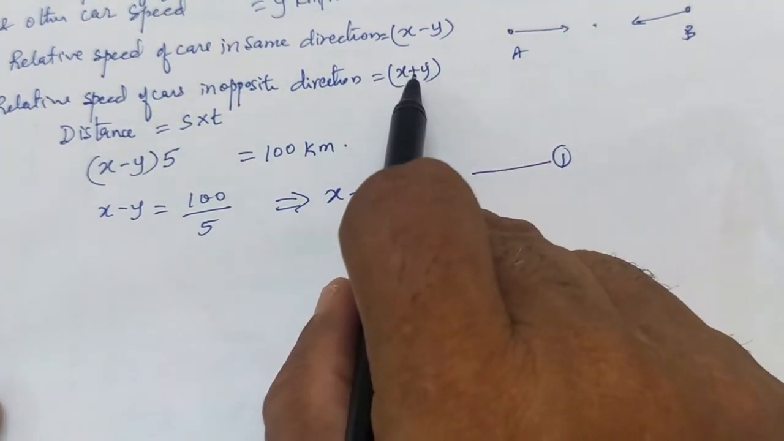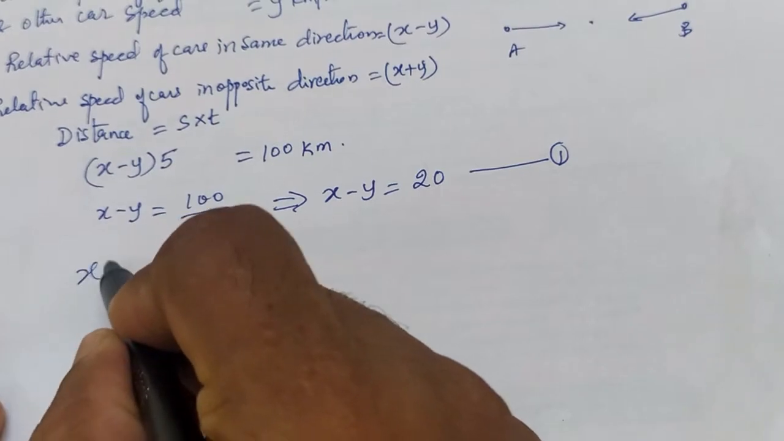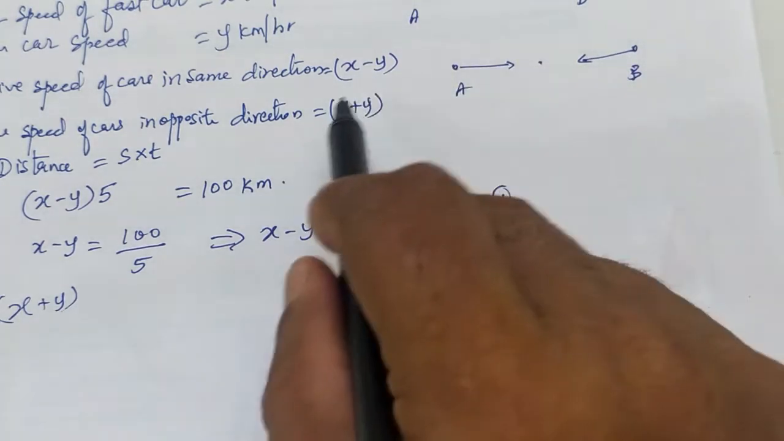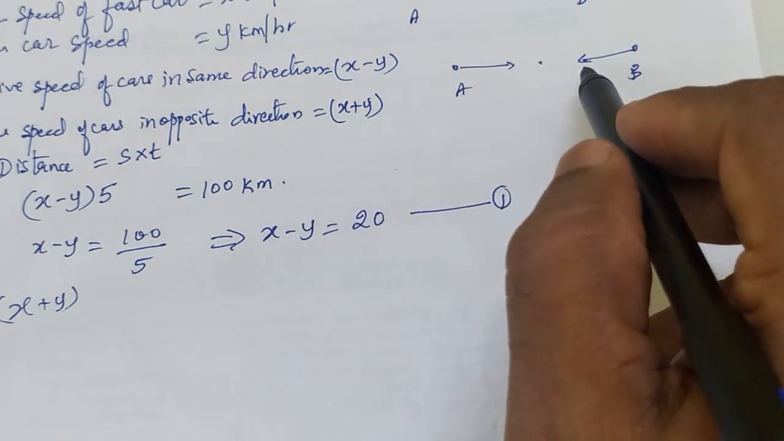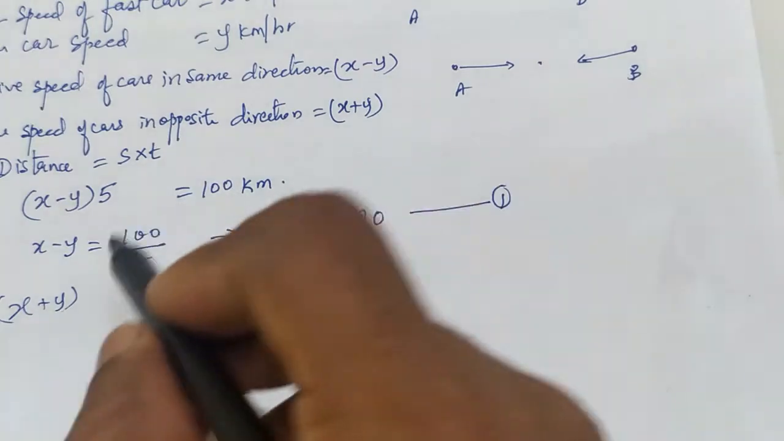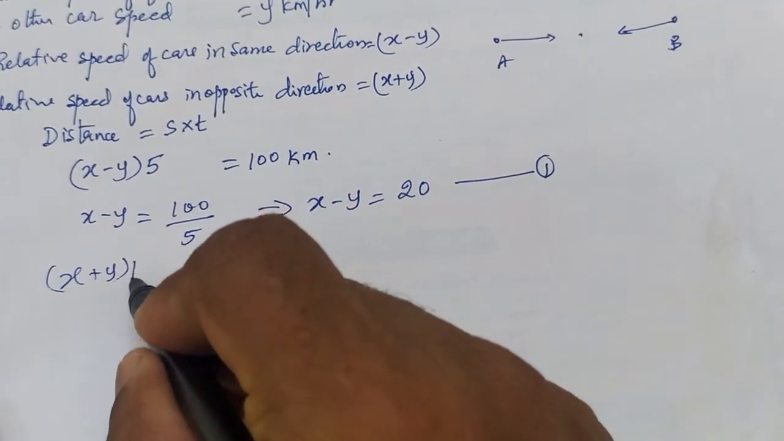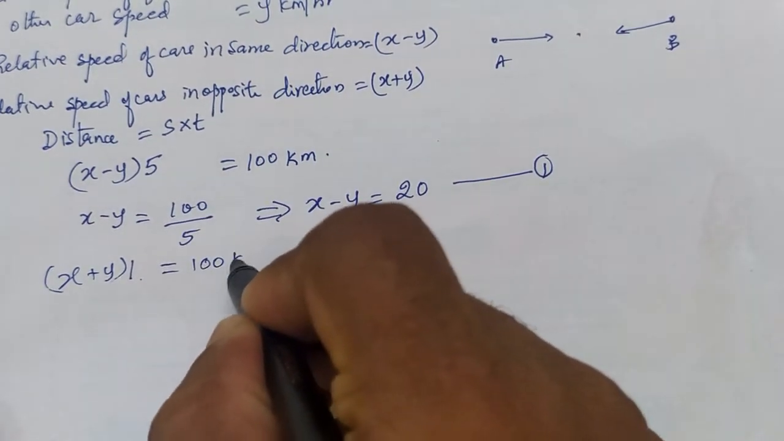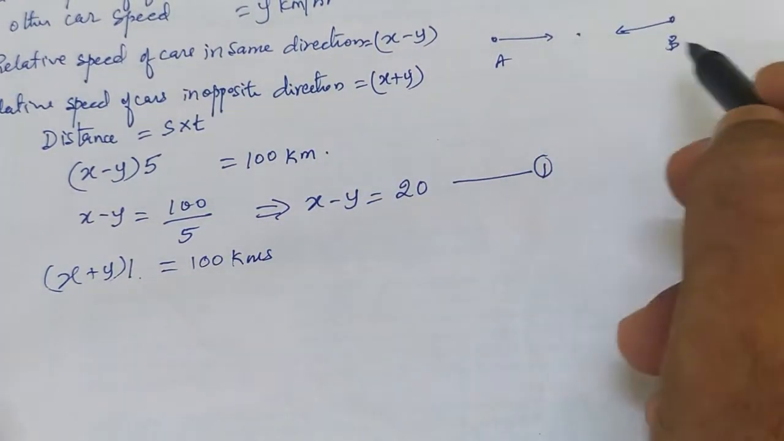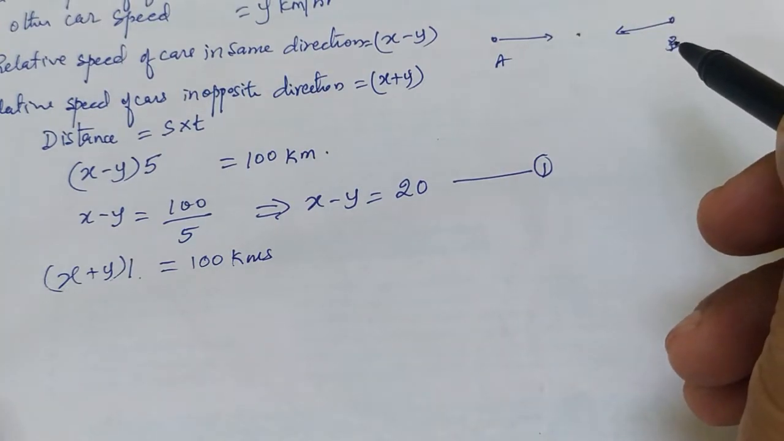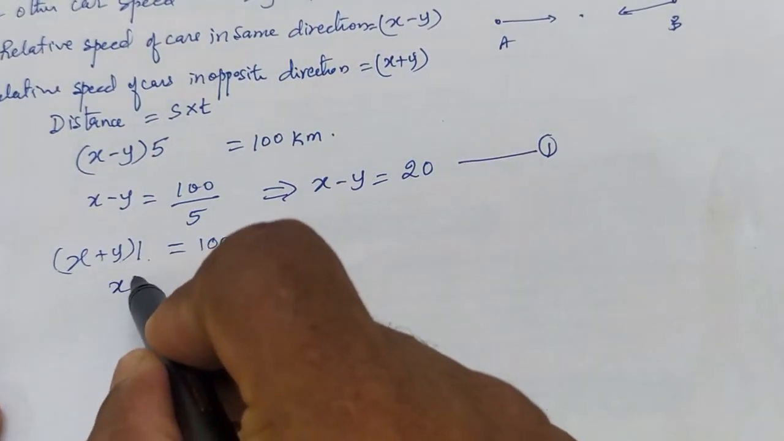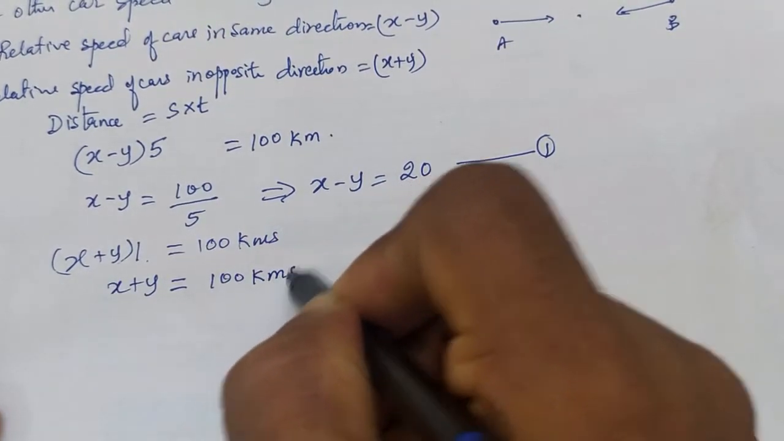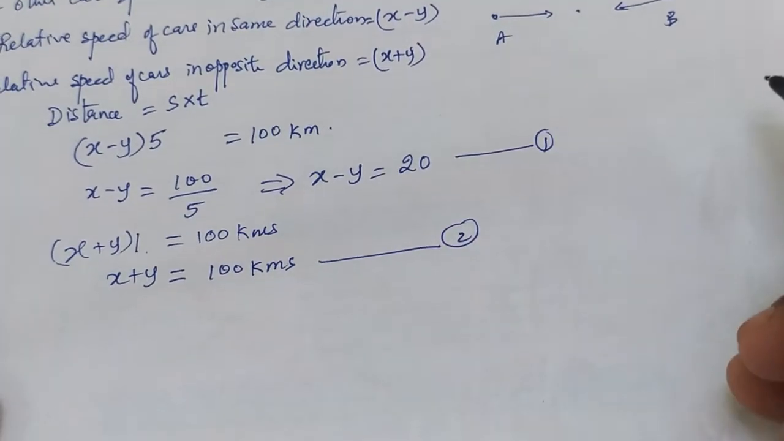Now if we take the other speed, that is x plus y, when they are traveling in the opposite direction, A is traveling in this direction, this is traveling in the other direction. They meet at a certain point and they meet in 1 hour. That is, speed into time is 100 kilometers. The distance between them will be the same. So this is the second equation we form, x plus y is equal to 100 kilometers.